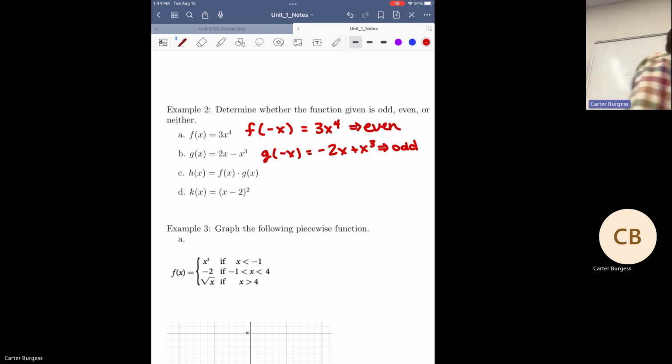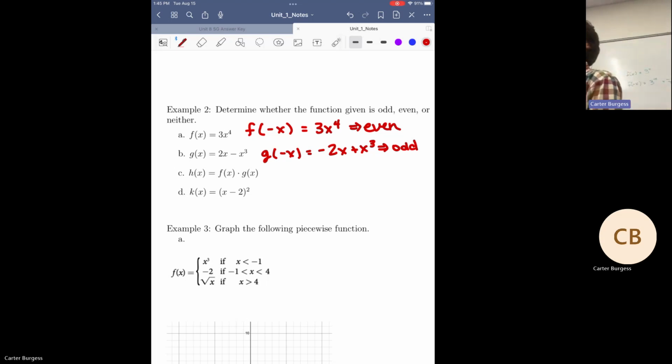Okay. C is interesting. We could multiply together, and I do want to clarify, the f of x that this is referring to is from example A, the g of x is from example B. So I'm not just saying take two random functions that we've never seen and multiply them together. We could do out that multiplication. Let's see if we can figure this out, though, just using our definitions of what it means to be even, what it means to be odd.